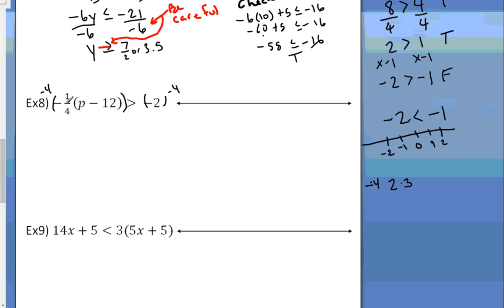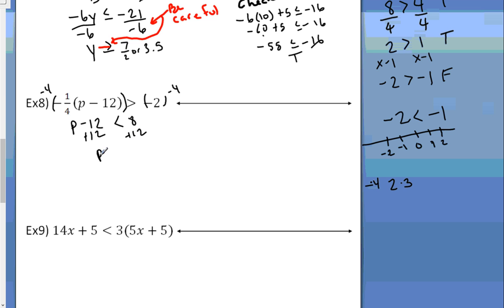So a negative 4 times negative 1/4 makes 1. So I'm left with 1 times p. So I'm just left with p minus 12. Nice, right? Got rid of that fraction really quickly. Got to be careful here. I just multiplied by a negative, so this inequality gets flipped. And negative 2 times negative 4 is 8. Add 12 to both sides.